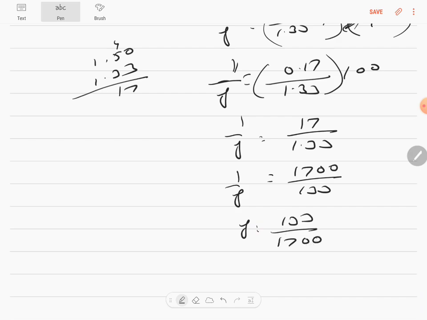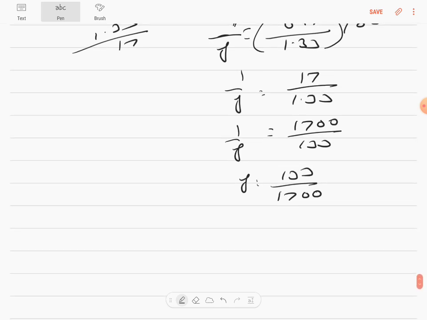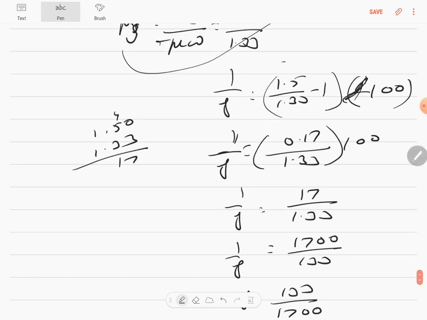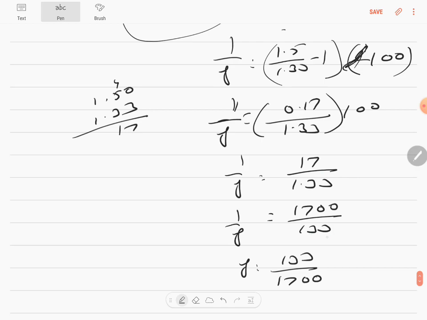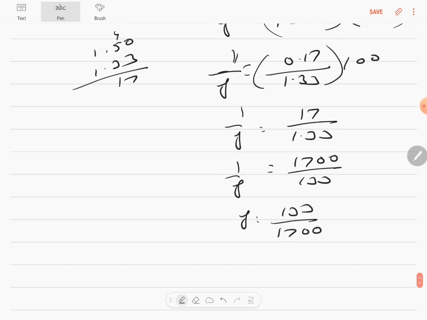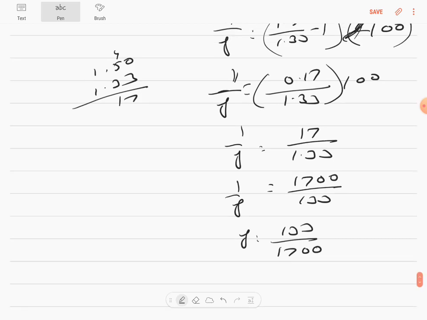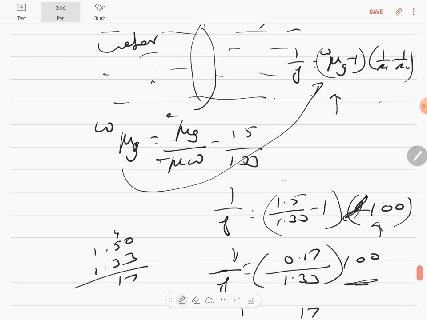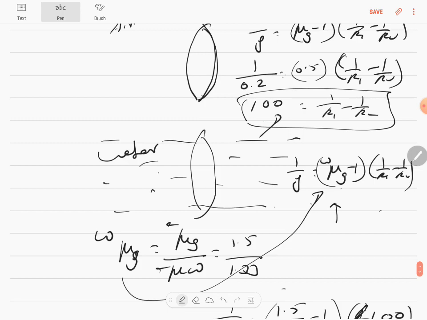Correct? 133 by 1700 இருக்கணுமே. Calculation mistake தான் பண்ணிருக்கேன். So far, can you see? Into 100 will be 17 by 1.33, 1700 by 133. Correct தானே இருக்கு. .17 by 1.33 into 10-ன்னு போட்டிருக்கான். இங்க 10-ன்னு போட்டிருக்கான். Did I get it as 5 2s are, what is it? 0.5 into 0.2 is 0.10.